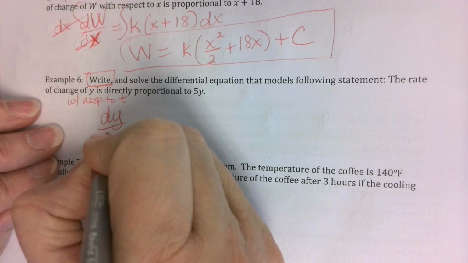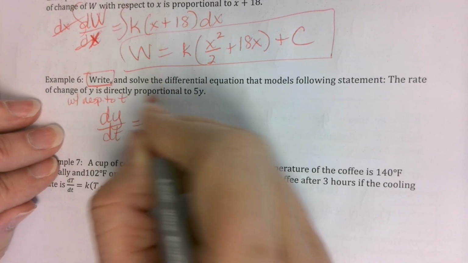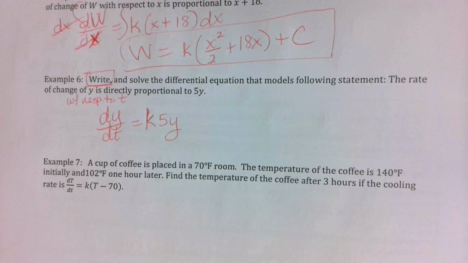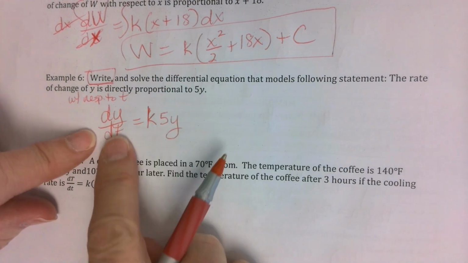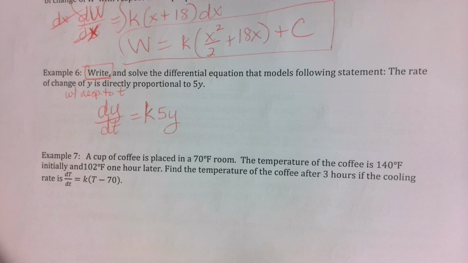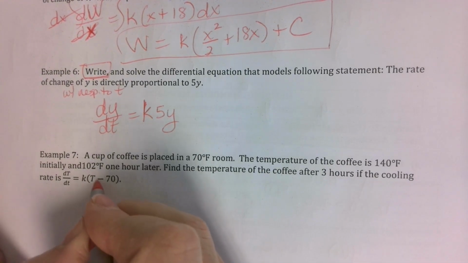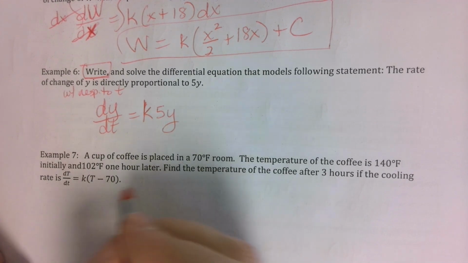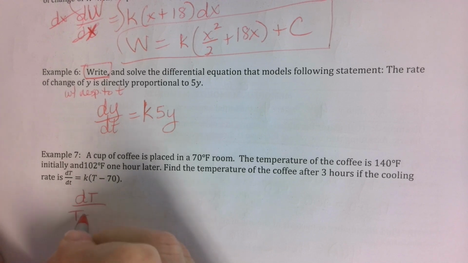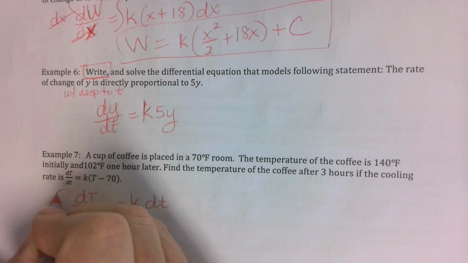Equals. Directly proportional means we have that constant of proportionality, right? Yeah. And then we would do the same thing we did in our proof before. This one is already given. So let's go ahead and divide by the t minus 70, multiply by the dt.